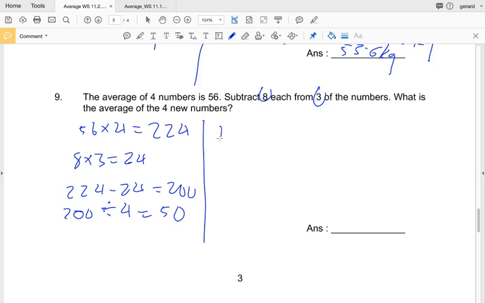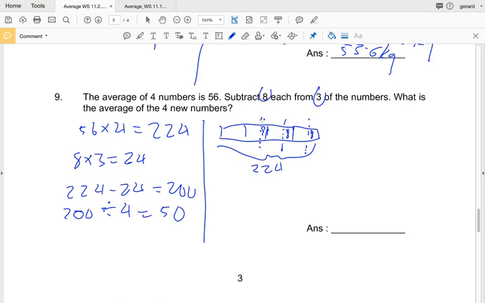You can just draw 4 numbers. Average, so all of them are equal. Now you're subtracting 8 from each of them. So you're subtracting 8 from 3 of them. This whole thing used to be 224.